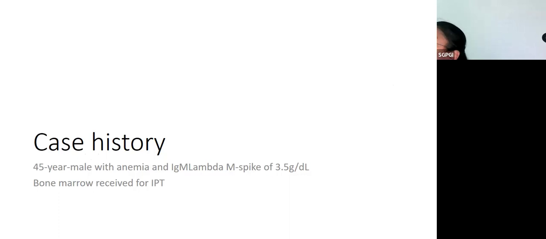Okay. So plasma cell myeloma. Usually in plasma cell myeloma, what is the type of immunoglobulin? IgG, right? If not IgG, next most frequent? IgA. Otherwise, just a light chain only myeloma, right?